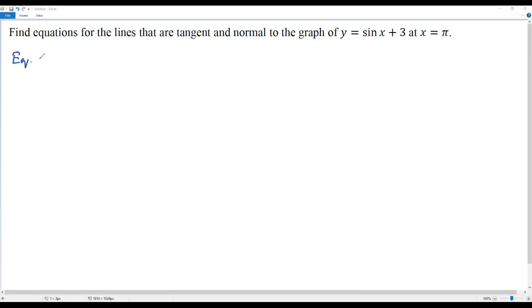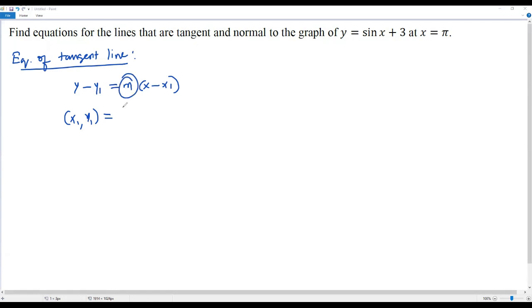Let me write it over here. Equation of tangent line. The formula to get the equation of the tangent line is y minus y1 equals m times (x minus x1). Here (x1, y1) represents the point at which we draw the tangent line to the curve y equals sin x plus 3, and m represents the slope of the line. We have to find the point at which we draw the tangent line, so we use the value of x given in the question: x equals pi. So this pi is the value of x1.